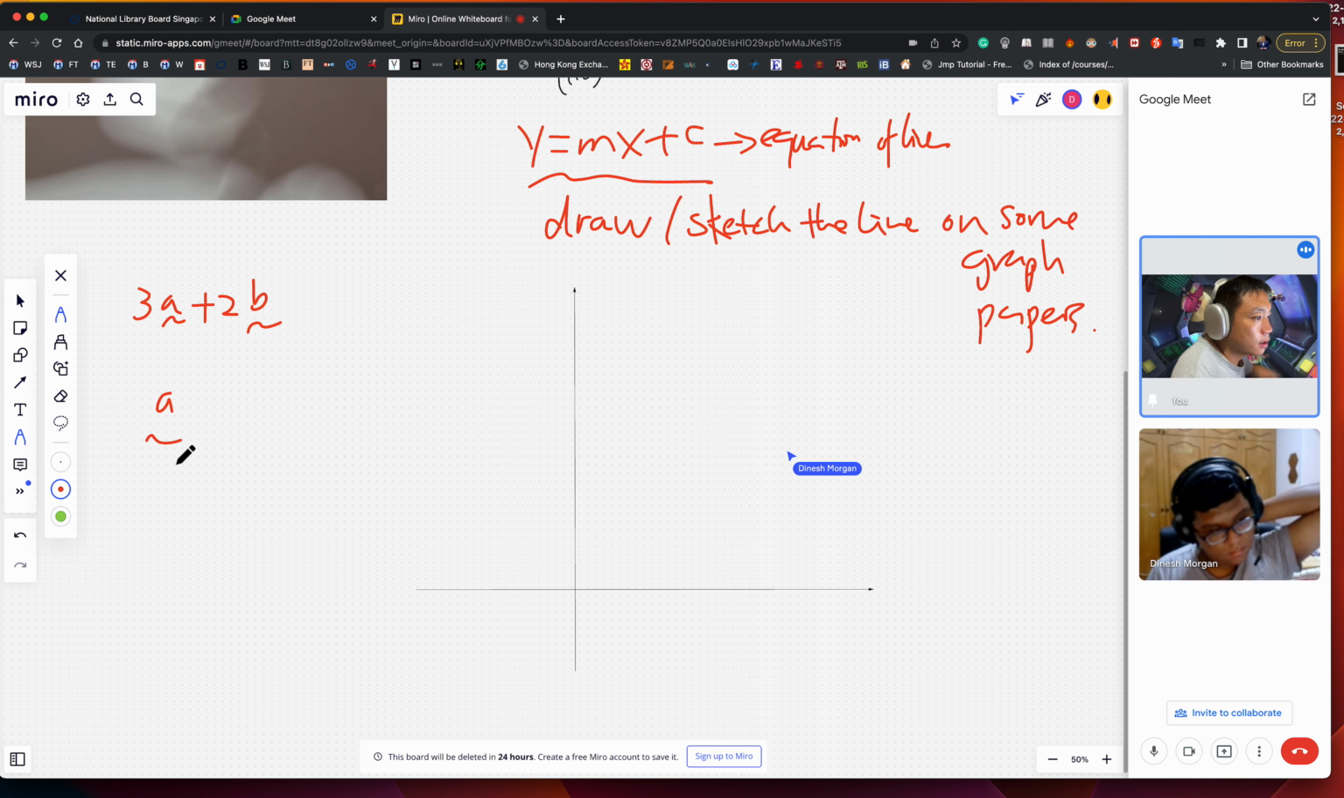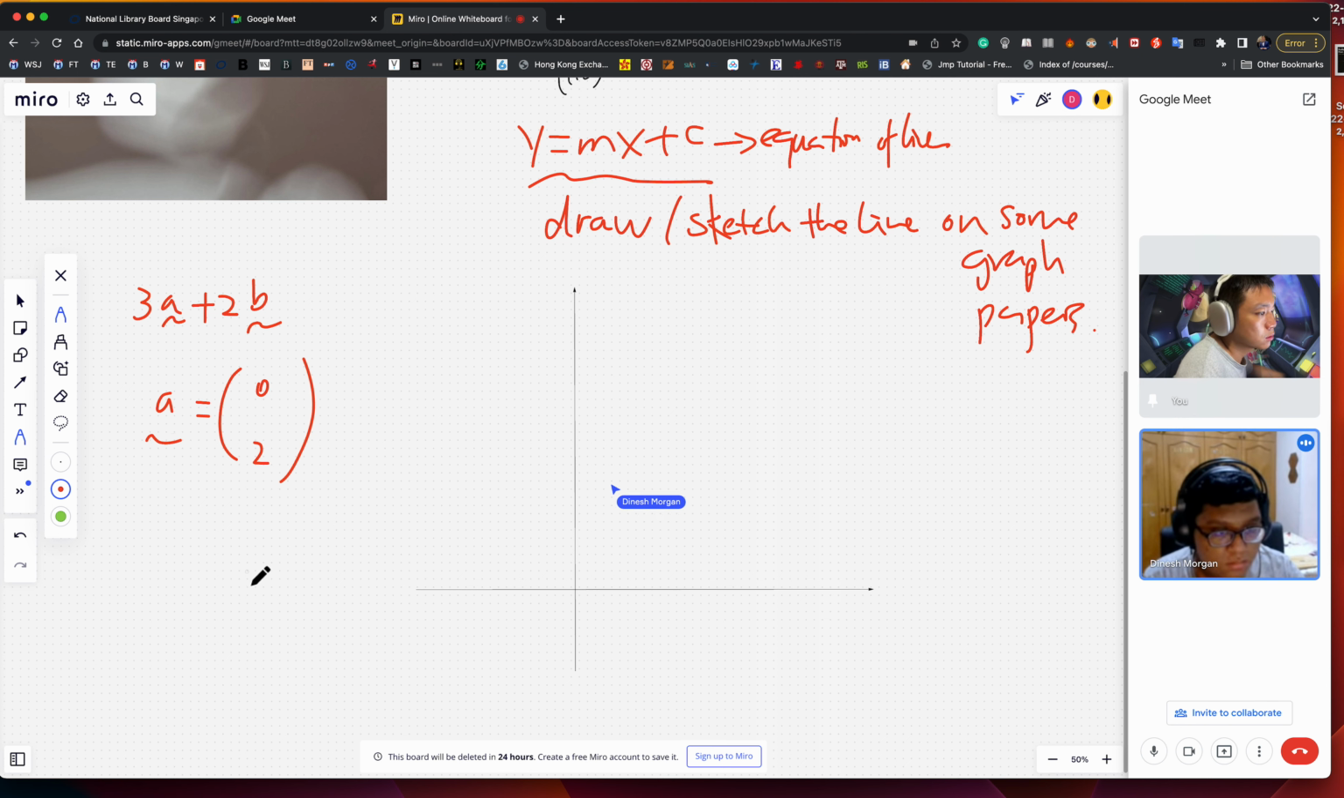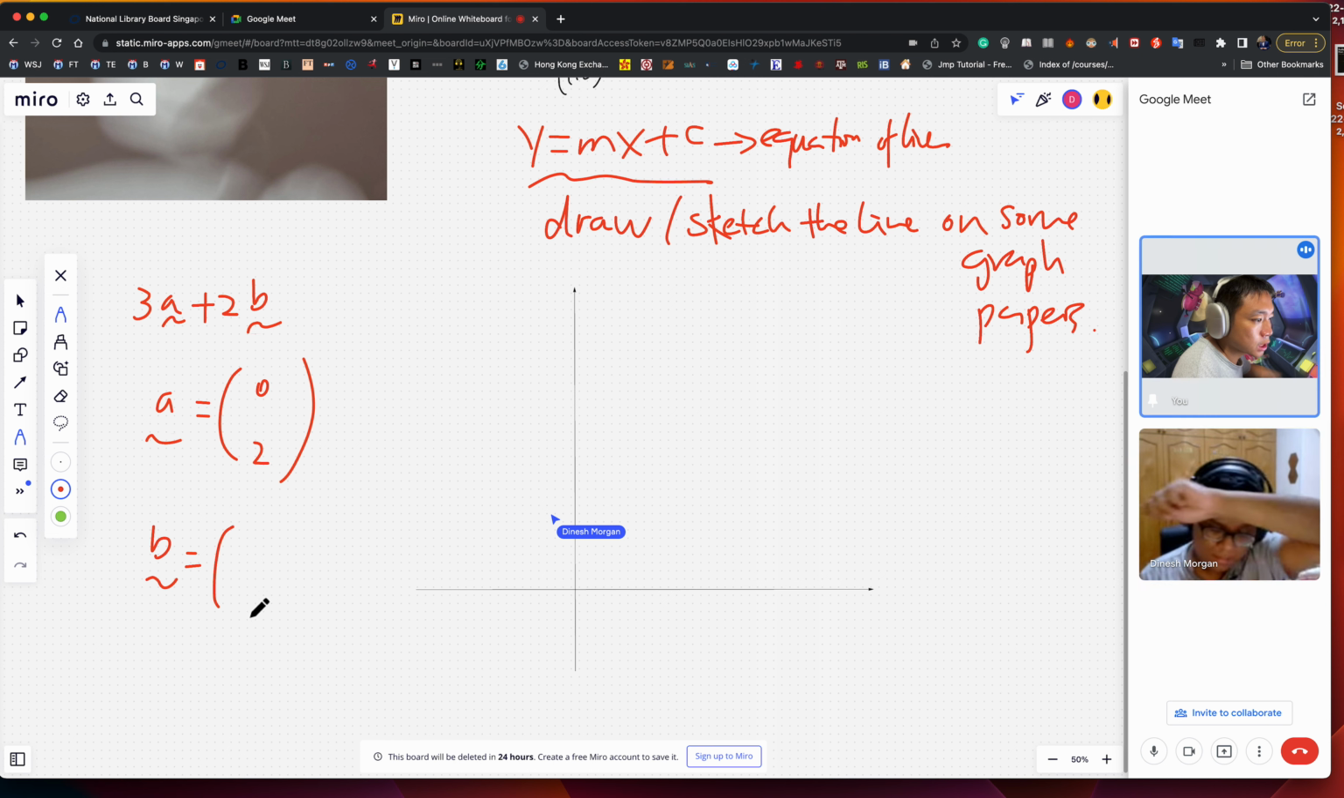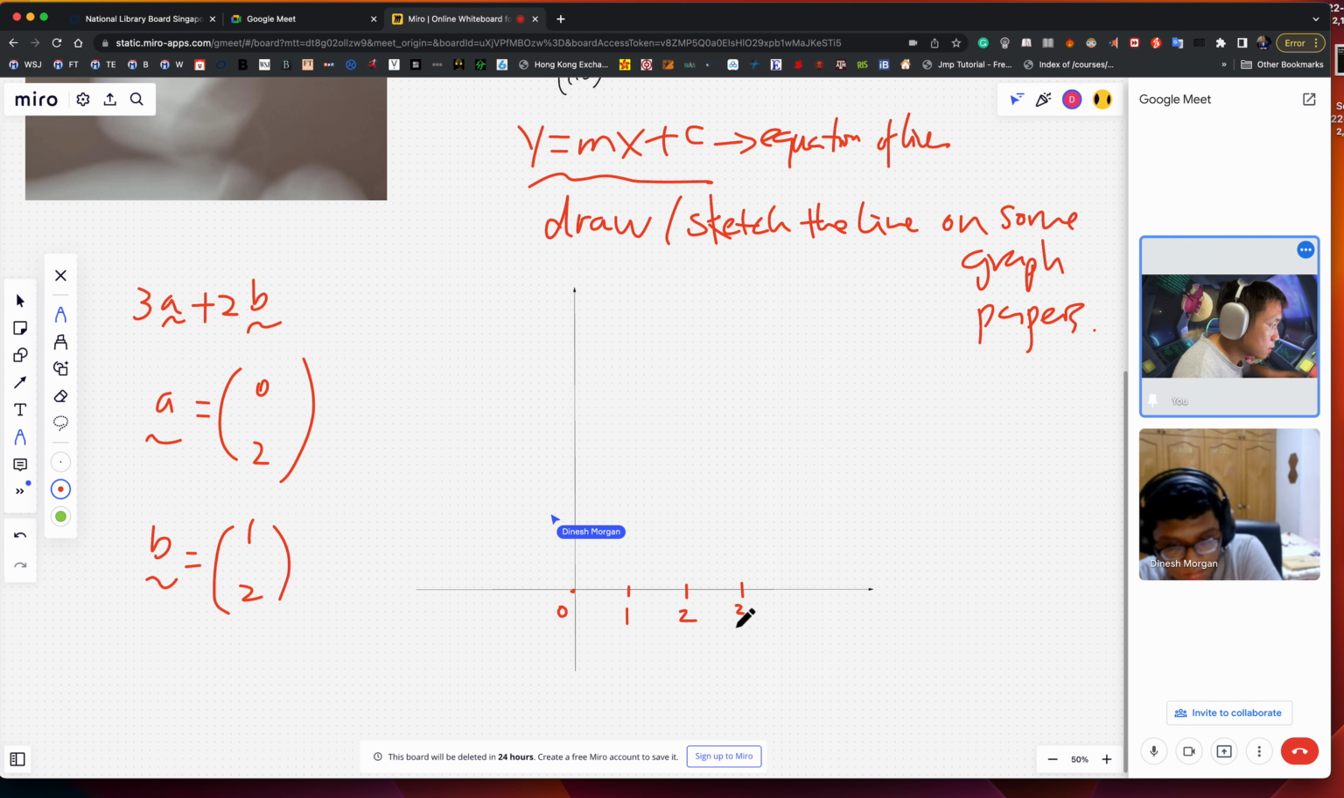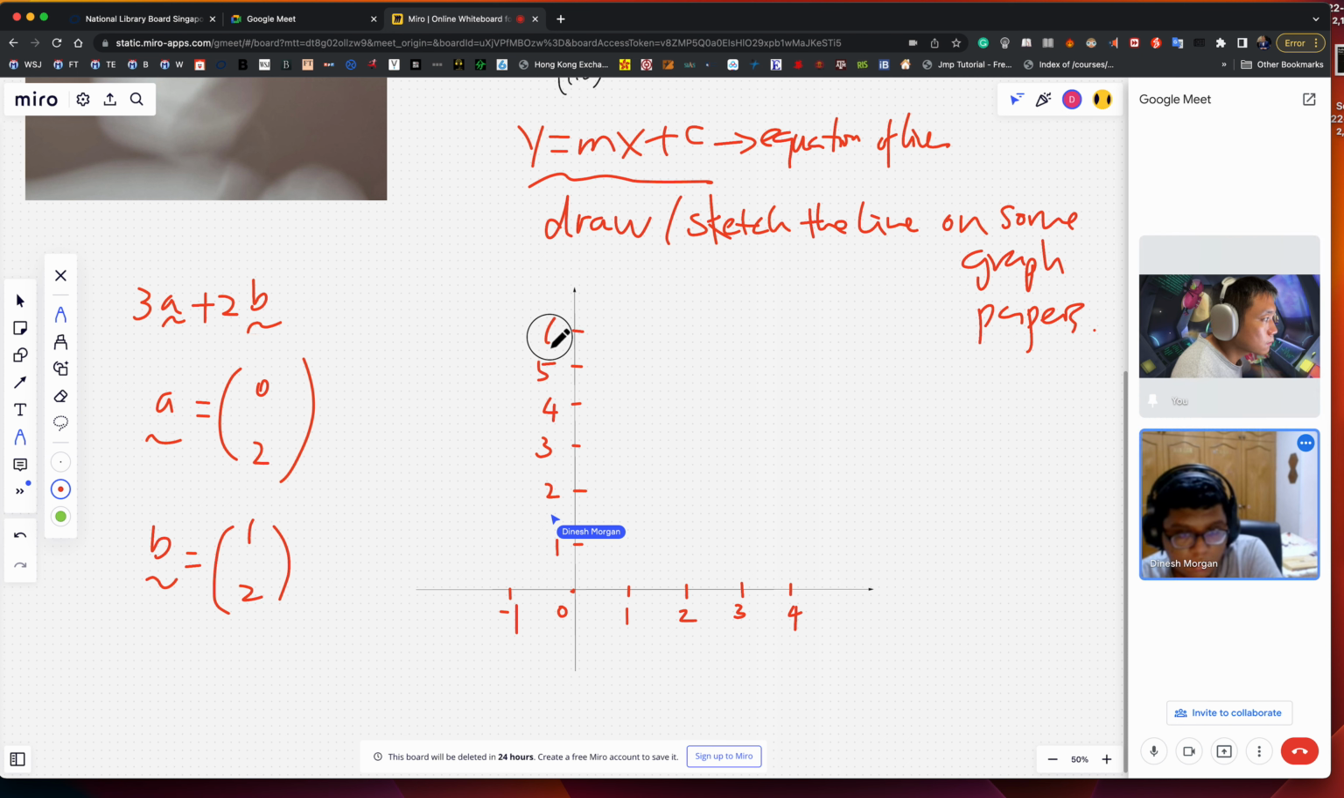Let's say the column vector for A is, what do you want to pick? 0, 2? Okay. So B is 1 and 2. Just make things simple for us. Of course you need to label the axis first. There was no negative number, so I just ignored it. Something like this.